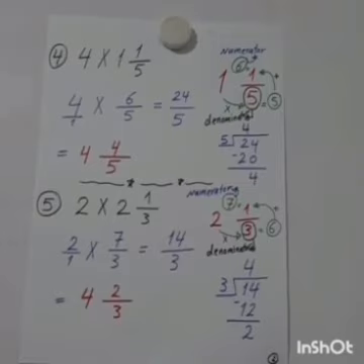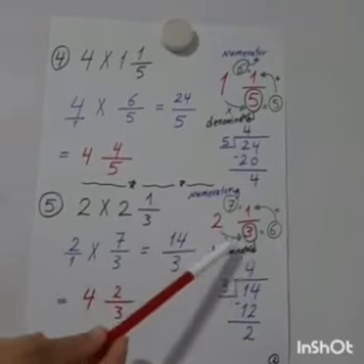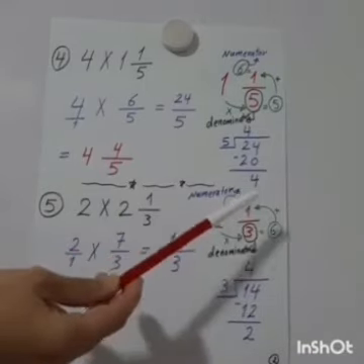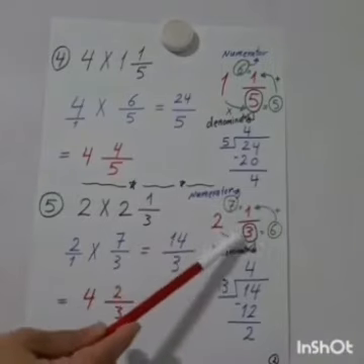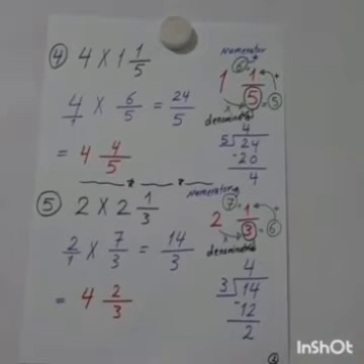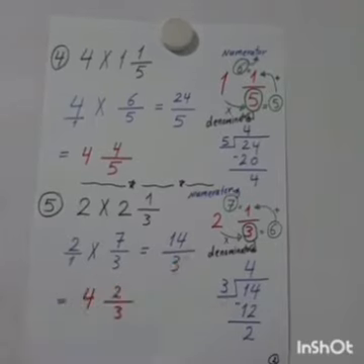So it will be 2 times 3, do you see it here? 2 times 3 equals 6. 6 plus 1 equals 7. So 7 here is the new numerator, but the denominator will not change, 3. It will be 7/3 times 2. So now 2 times 7 equals 14. 14 over 3, because I will not change the denominator.